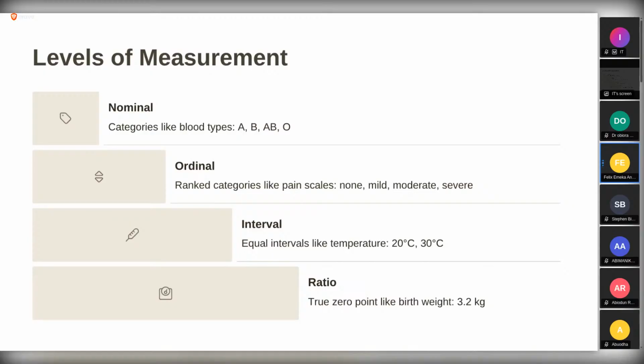The example I gave here is like blood types, A, B, and O. These are values. A is not higher than B, is not higher than AB, is not higher than O. They are just nominal. Another example is sex, male or female, is nominal data, meaning no value is higher than the other. That's why it's called nominal data.